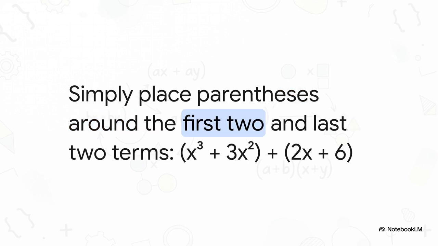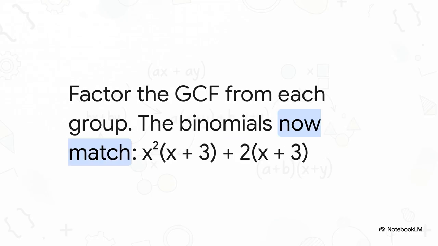Step 1, group them up. All you do is put parentheses around the first 2 terms and another set around the last 2 terms. Seriously, that's it for step 1. Now for step 2, and this is where the fun begins. In that first group, x cubed plus 3x squared, what's the biggest thing they share? It's x squared. So we pull that out front, and it leaves us with x plus 3.